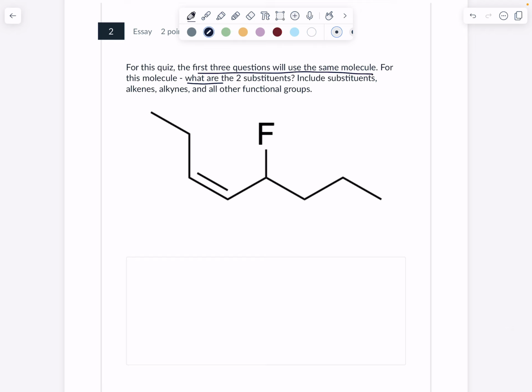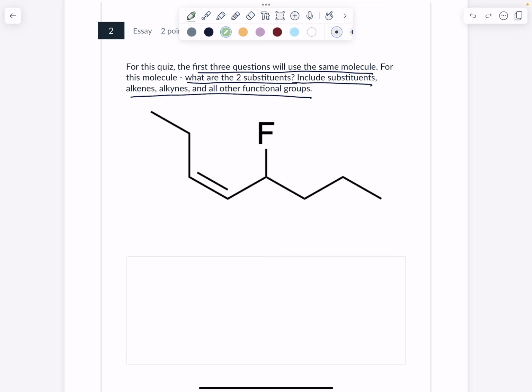For this molecule, what are the two substituents? Include substituents, alkenes, alkynes, and other functional groups. So I said it that way because sometimes substituents are alkanes, and sometimes people don't count alkenes or alkynes as substituents. Sometimes they put them as part of the parent chain. So I explicitly wanted you to know that you need to include not only the alkenes, but also the alkynes.